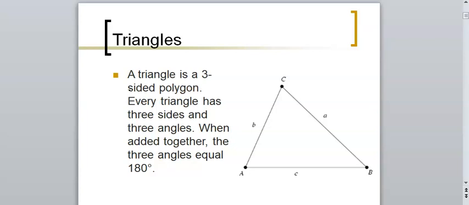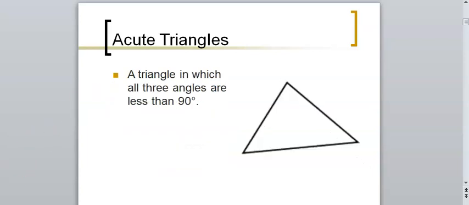And when you add up the angles together, you get the sum of 180 degrees. We have what we call the acute triangle. In an acute triangle, all the three angles are less than 90 degrees.